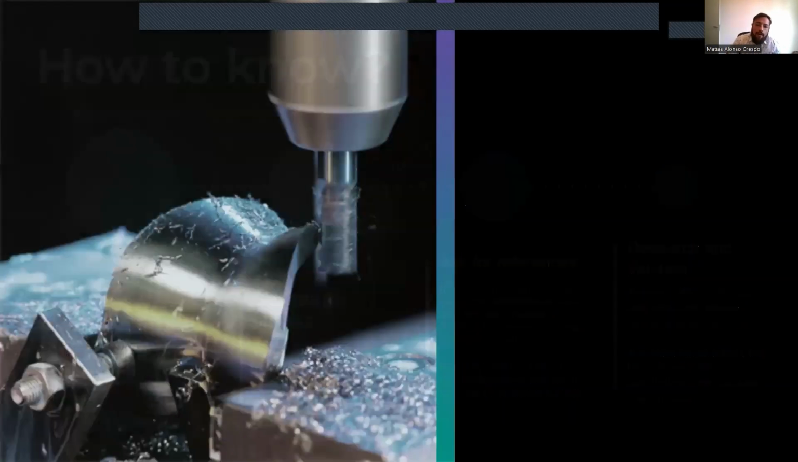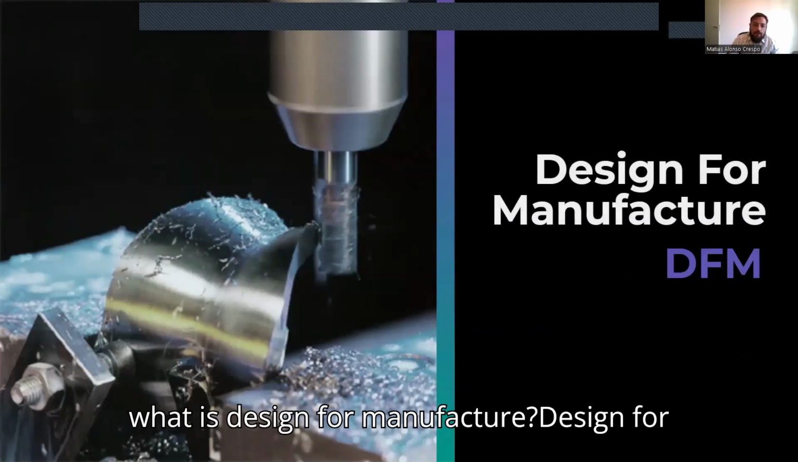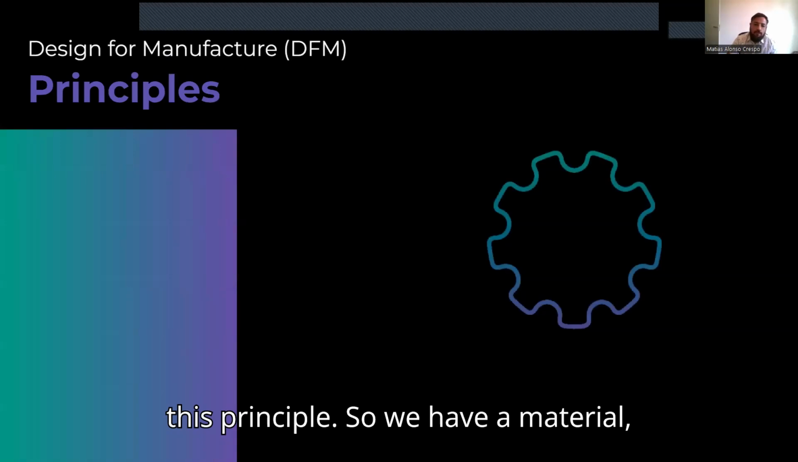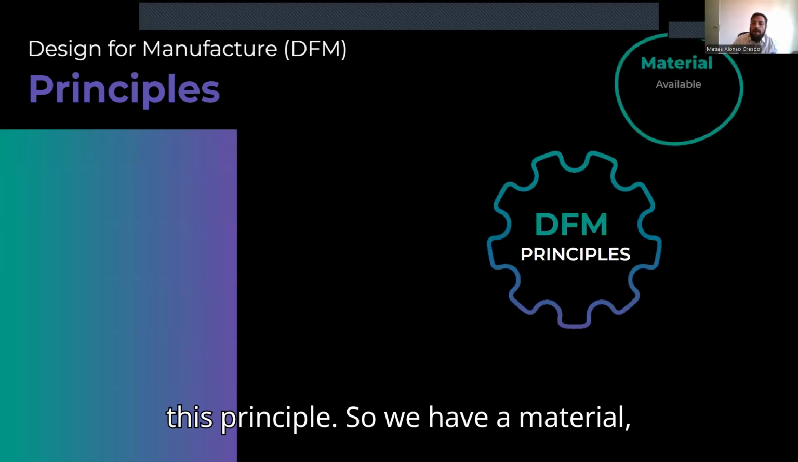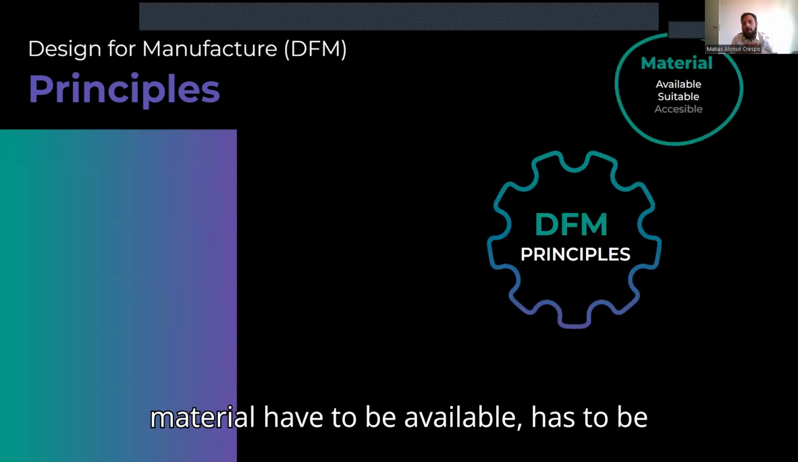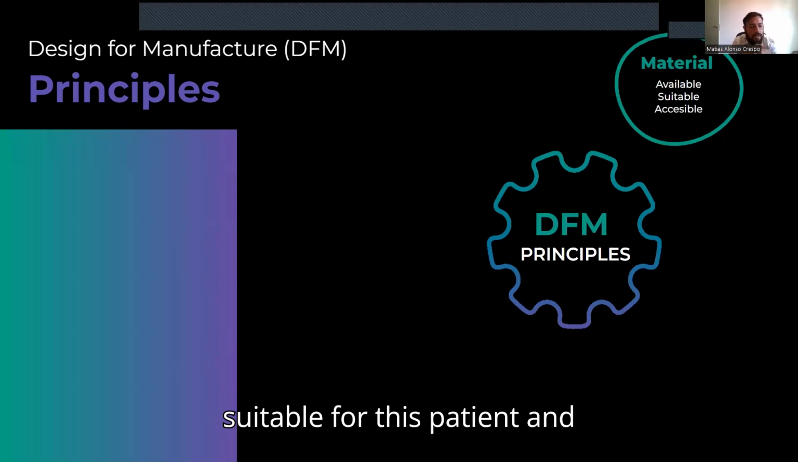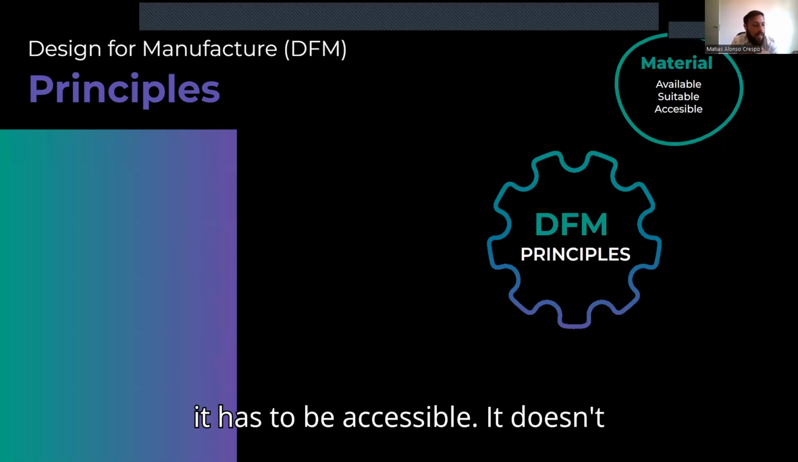So what is design for manufacture? Design for manufacture is about following this principle. So we have a material that has to be available, has to be suitable for this patient, and it has to be accessible.